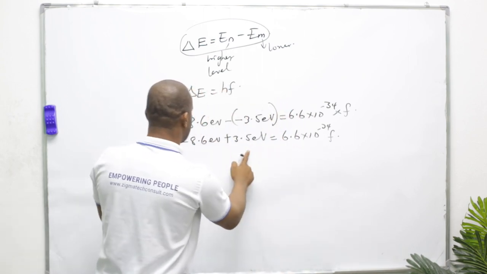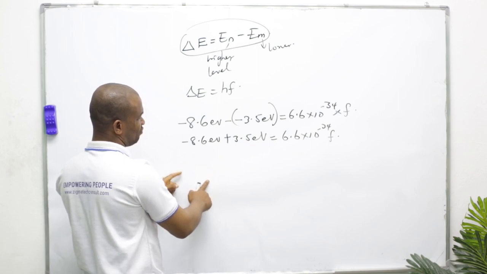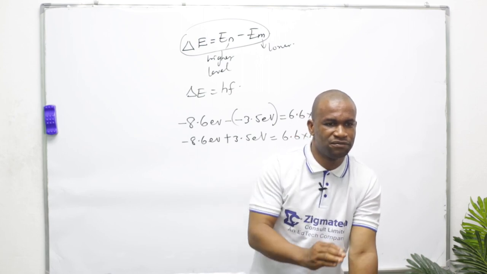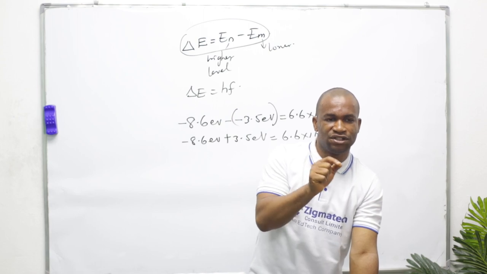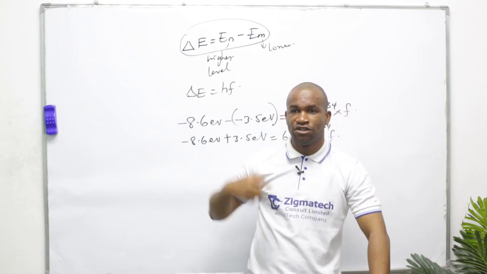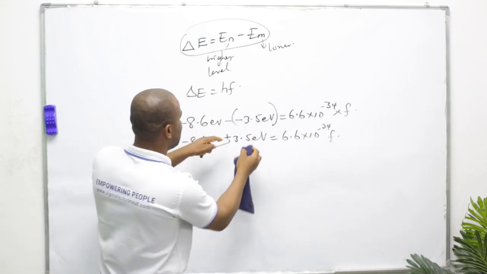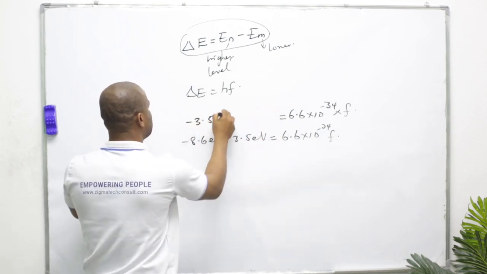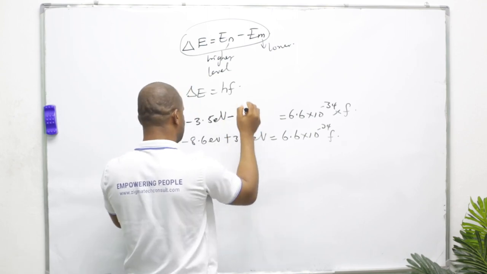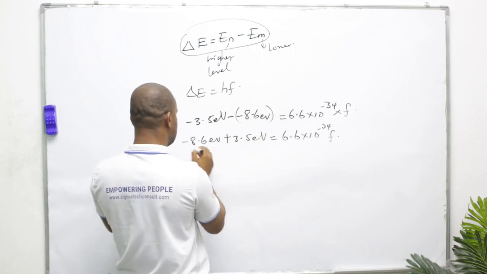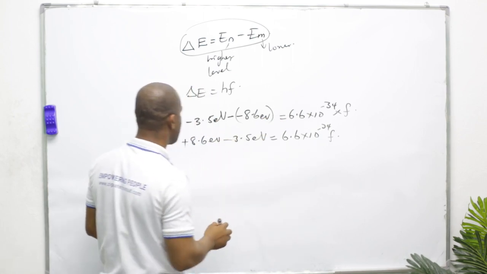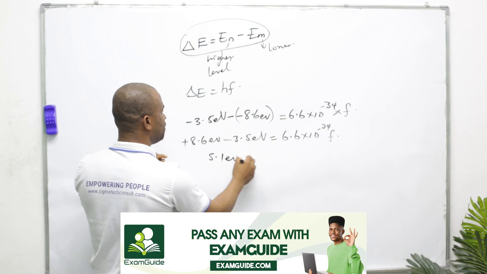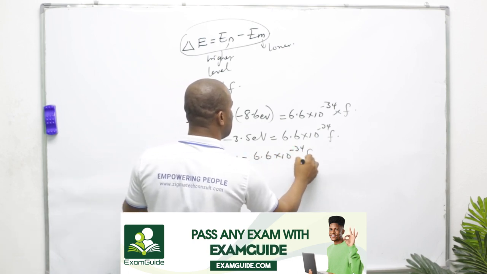All right, so in this case, the energy change is supposed to be from an energy level of these two. So it is starting from the lower to higher. Yes, from lower to higher. This is higher energy level. The higher energy level is minus 3.5 electron volt. The lower energy level is minus 8.6 eV. So this is going to be plus, and this is minus. All right, so 6 minus 5 is 1, 8 minus 3 is 5, so 5.1 eV is equal to 6.6 times 10 raised to the minus 34 f.